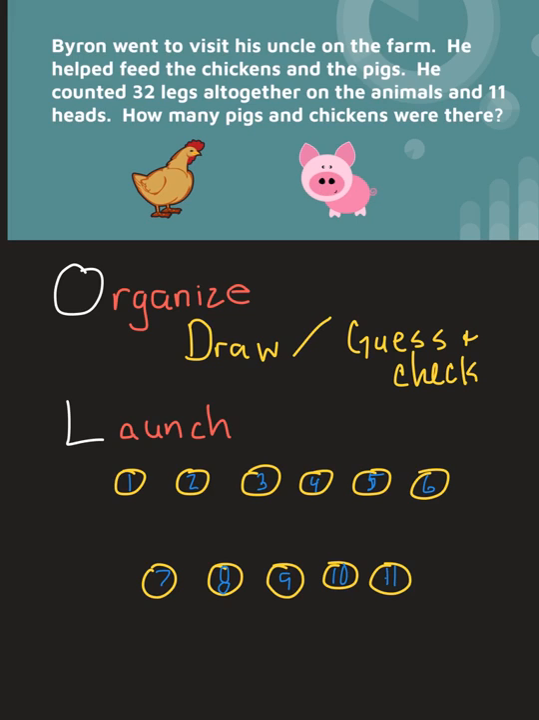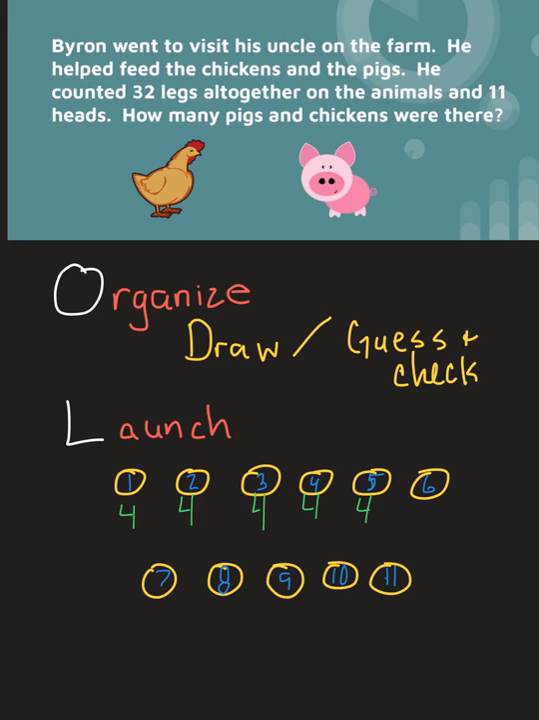Now, seeing as how I am no artist, I have pre-drawn 11 circles because I know that there are 11 animals. And now I have to take a guess and check approach to see how many animals would have 2 legs and how many animals would have 4 legs to equal 32. And that would tell me how many pigs and chickens there are. So knowing that pigs have 4 legs and chickens have 2 legs, let's start plugging in numbers to see if we can figure out how many pigs and chickens there are.